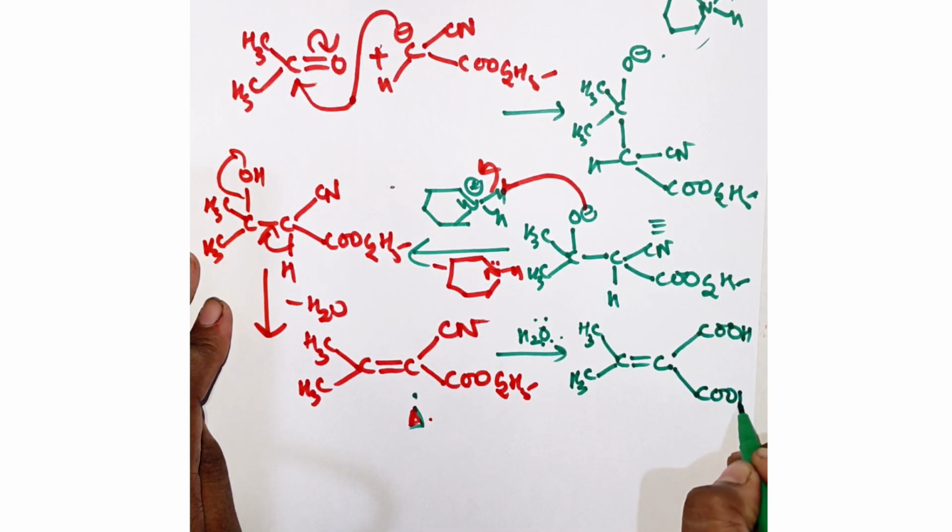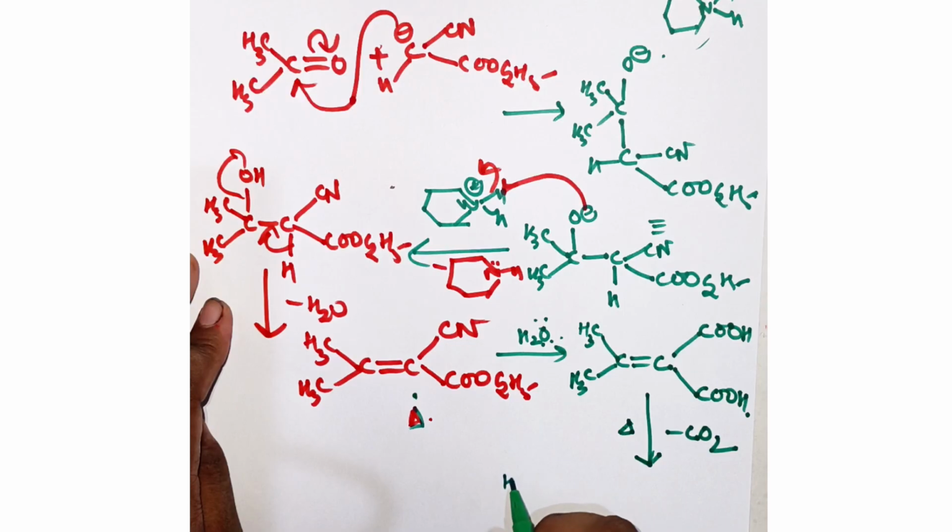Now see, here it is acid, right? Both the groups form an acid. So see here, COOH is there, so if you heat it, one carbon dioxide molecule is going to go out and you are going to get this.